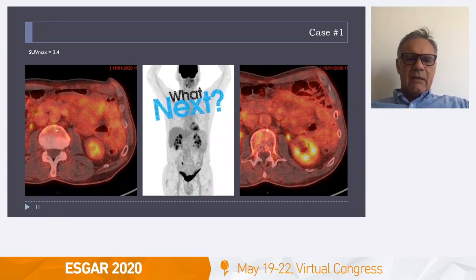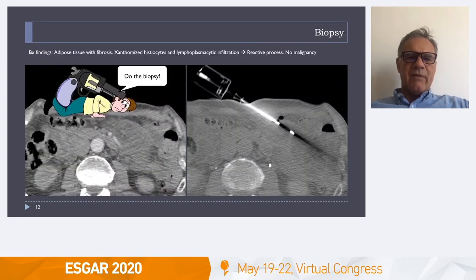And then what next? Because of the weight loss, they put us under the gun and asked us to do the biopsy, even though we were not in favor of doing the biopsy. But we did the biopsy, and the biopsy yielded a diagnosis of adipose tissue with fibrosis. Fibrosis was expectable because we had the delayed enhancement of the mass. And we only got histiocytes and lymphoplasmacytic infiltrations, which is typically a reactive process. We did not get any malignant cell.